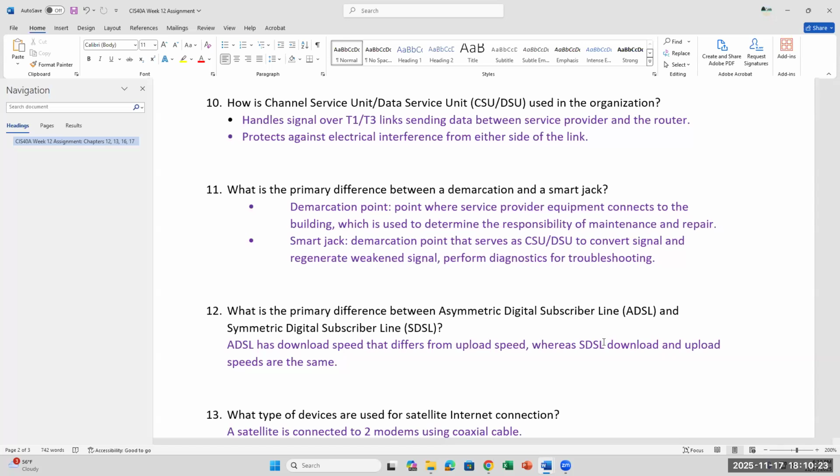Right. So the primary difference between your asymmetric digital subscriber line, your ADSL, and your SDSL is that ADSL has different download and upload speeds. So I want to say 10 years ago when people subscribed to DSL, sometimes you would see a package, right? Like you can upload at 10 megabits per second, but you can download at 20 megabits per second. That's an ADSL, asymmetric. It's not together, right? Different speeds. Whereas with SDSL, download and upload speeds are the same.